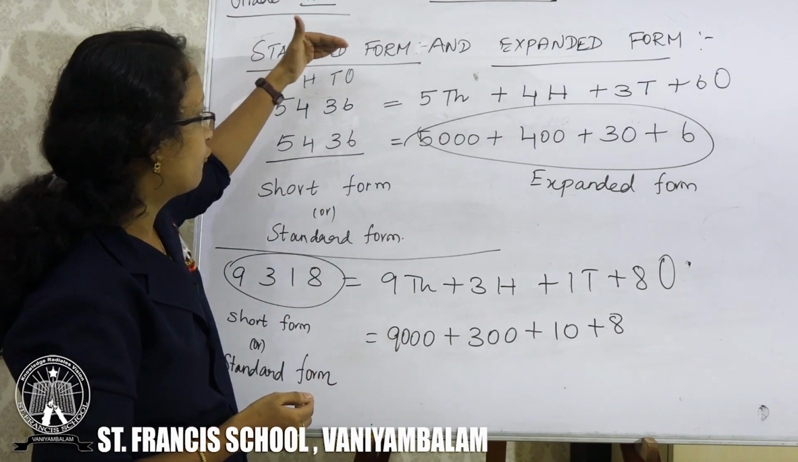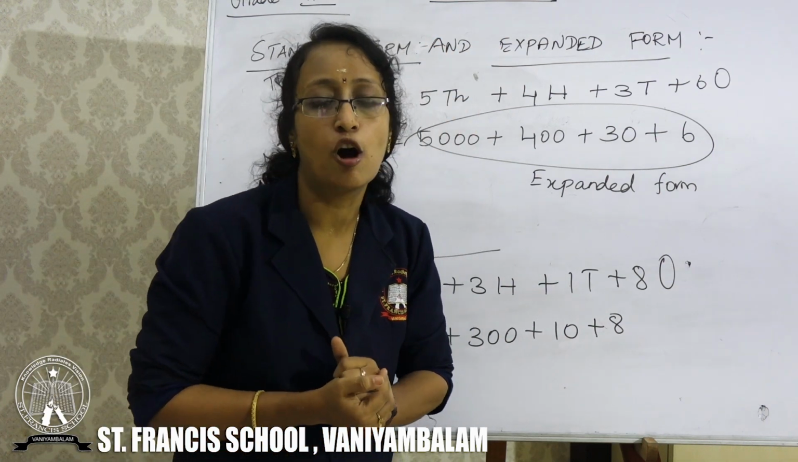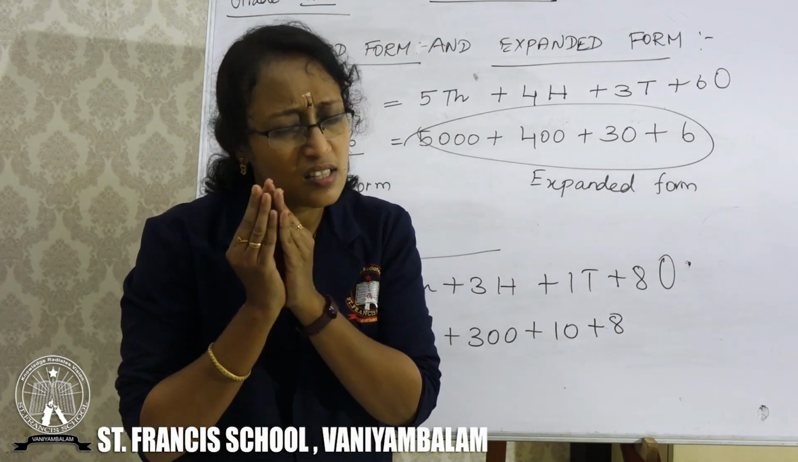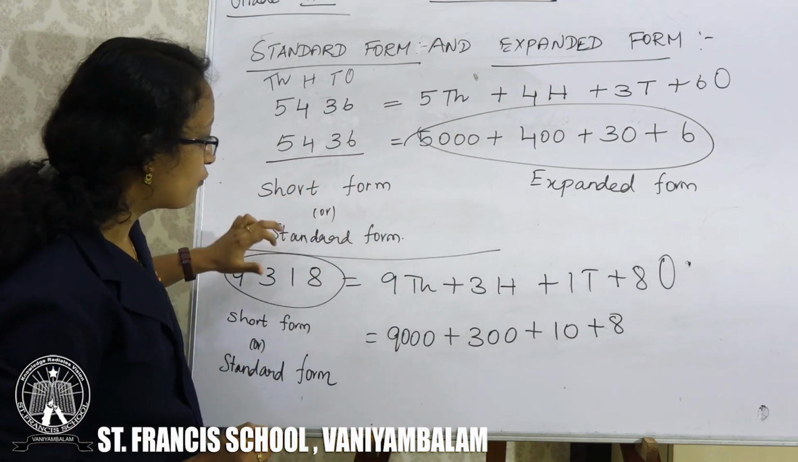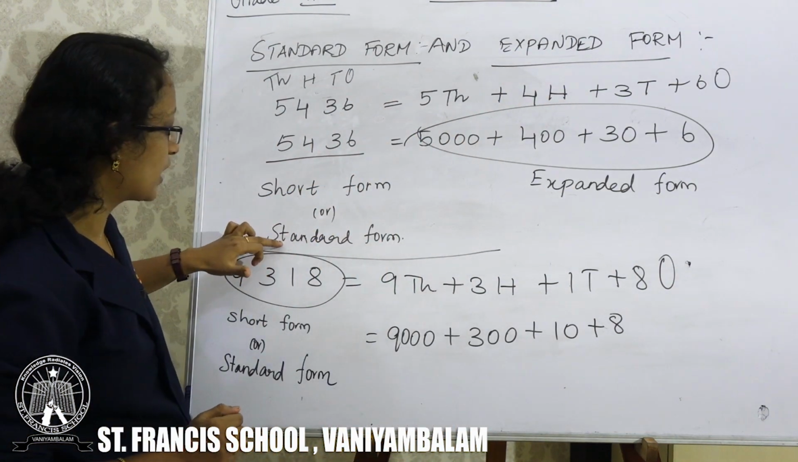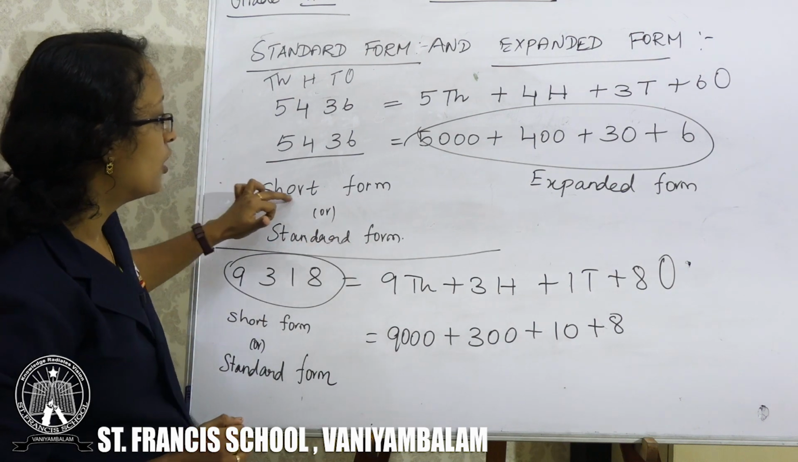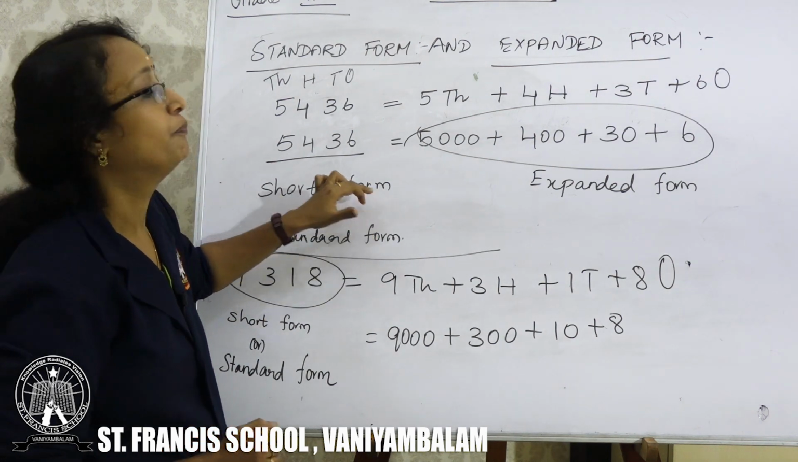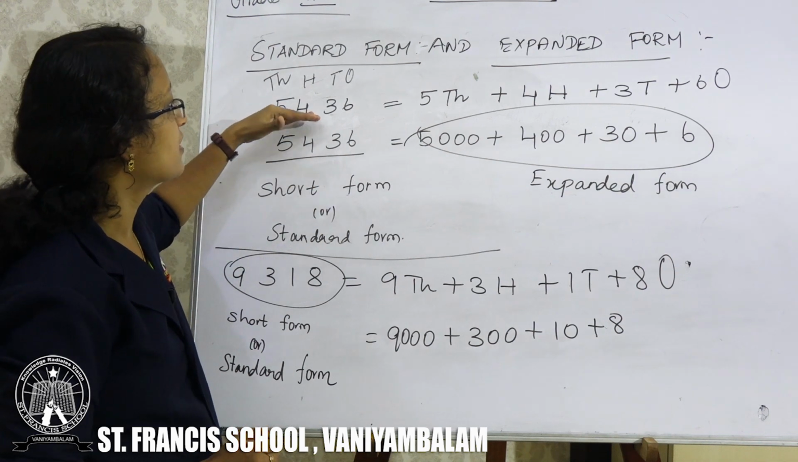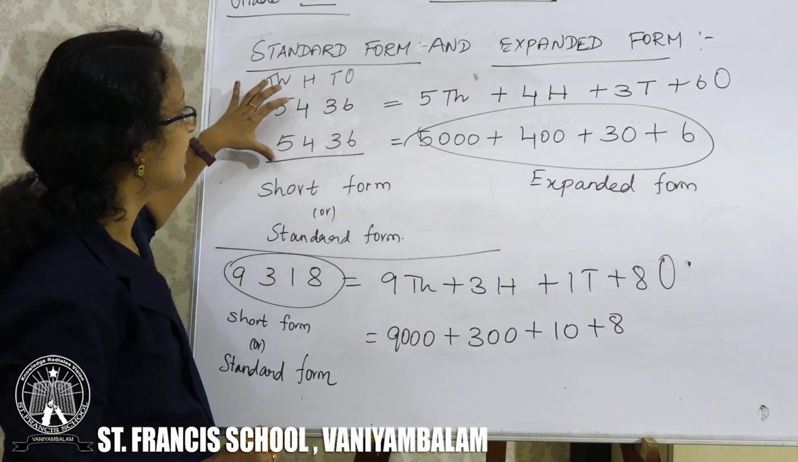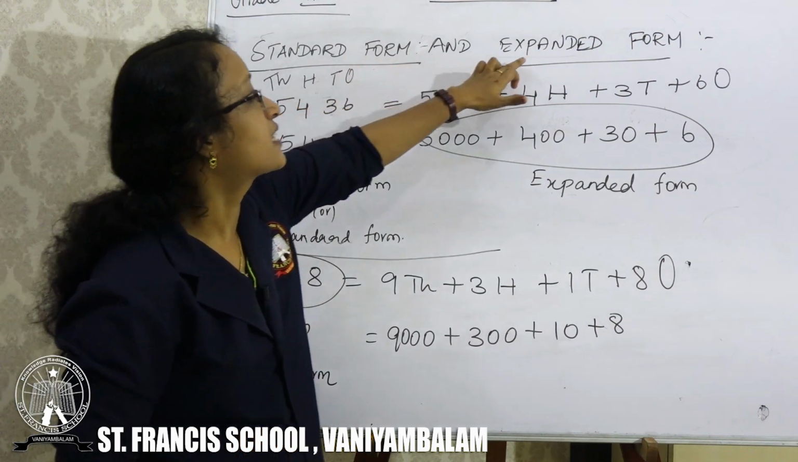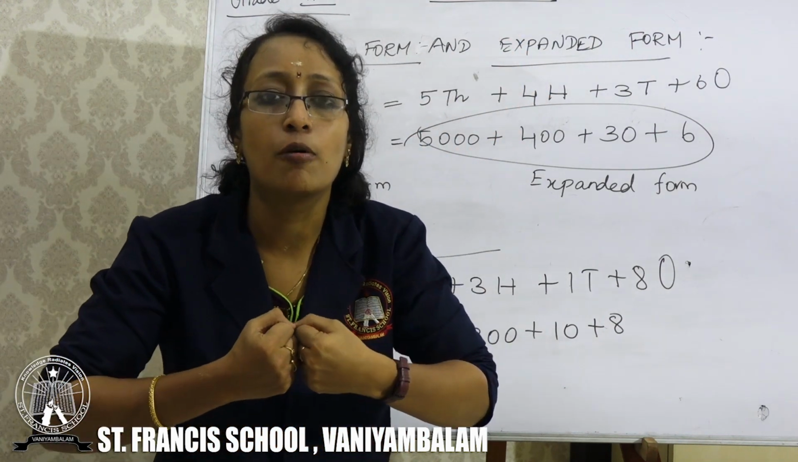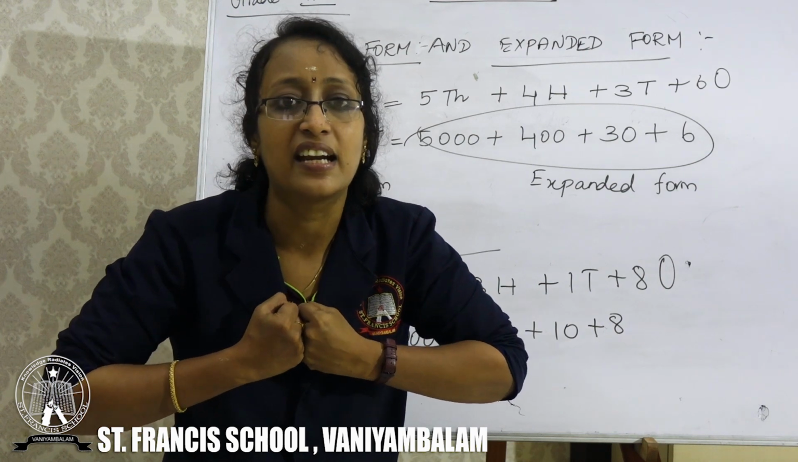Next, standard form and expanded form. Standard form means short form. You have two names for standard form. You can call it either standard form or short form. Short form means the number you are writing, 5436, is your short form. Expanded form means we are expanding the number.